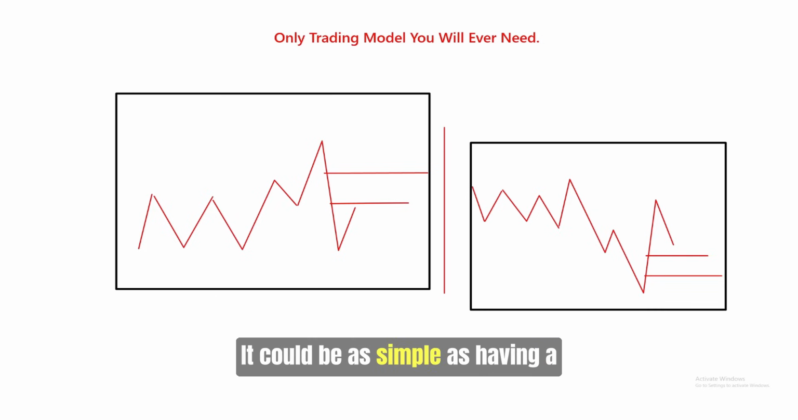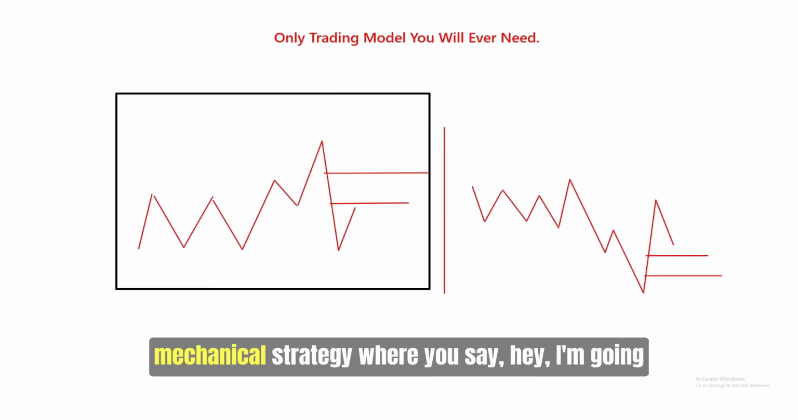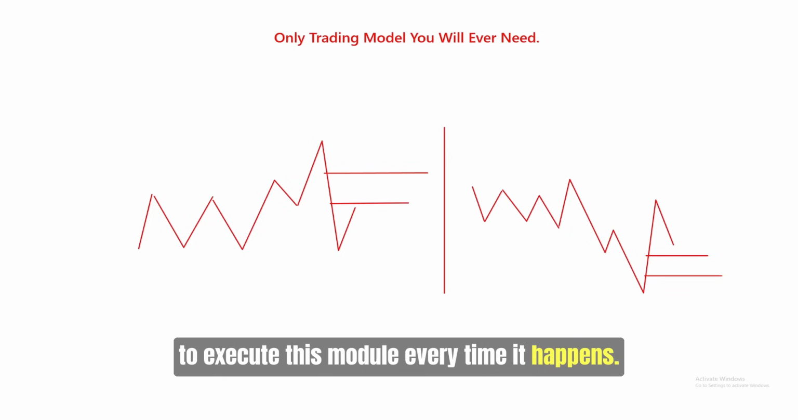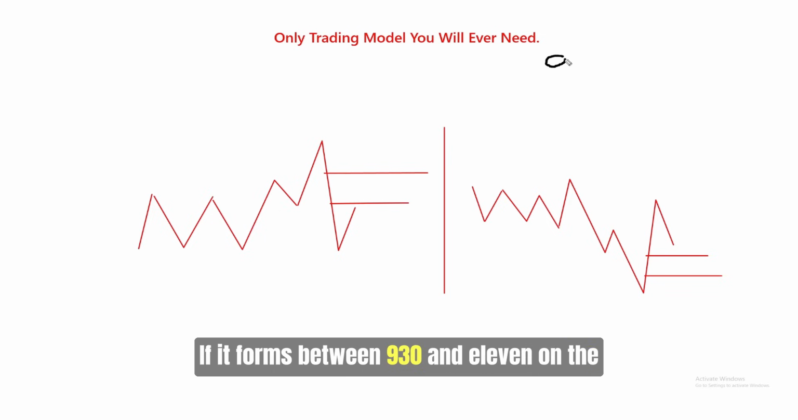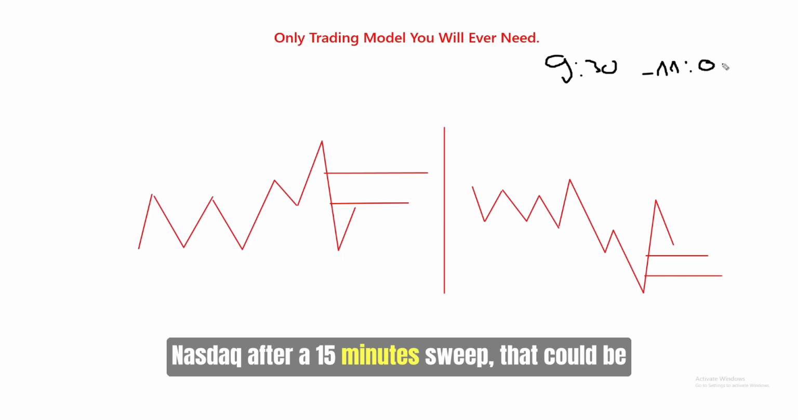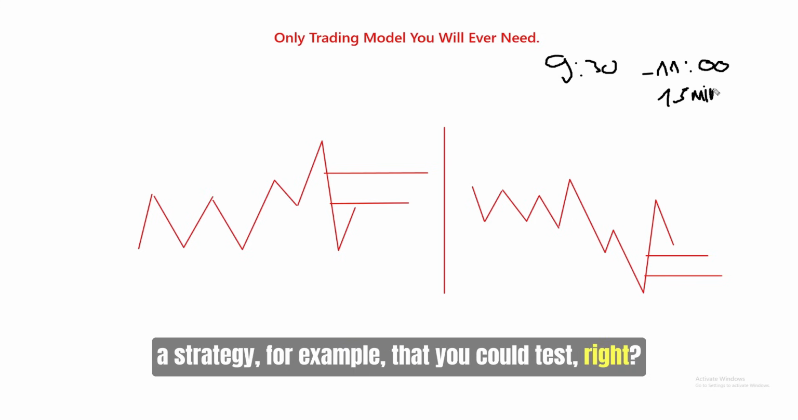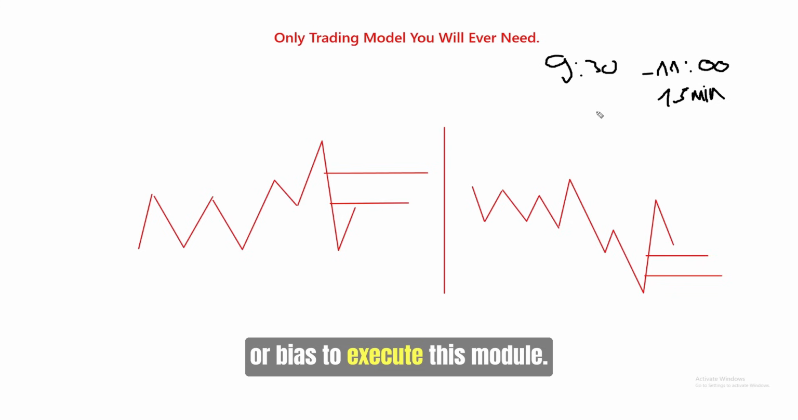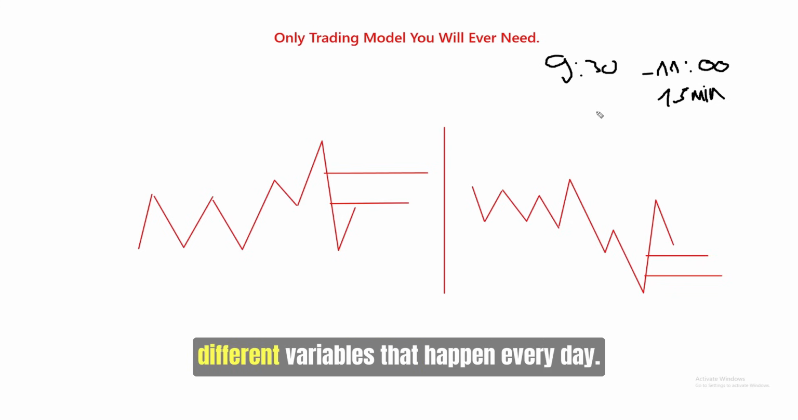It could be as simple as having a mechanical strategy where you say, hey, I'm going to execute this module every time it happens if it forms between 9:30 and 11 on the NASDAQ after a 15-minute sweep. That could be a strategy, for example, that you could test, right? So what I'm saying here is that you don't necessarily need a higher time frame narrative or bias to execute this module. You can just simply look for different variables that happen every day.